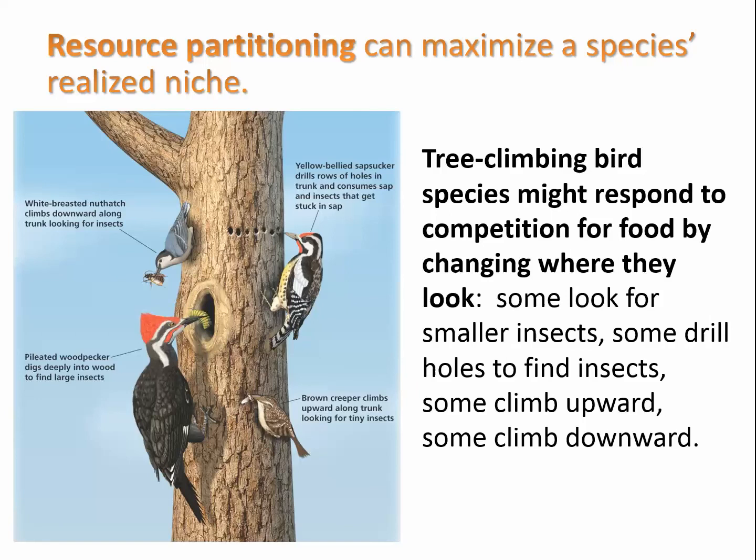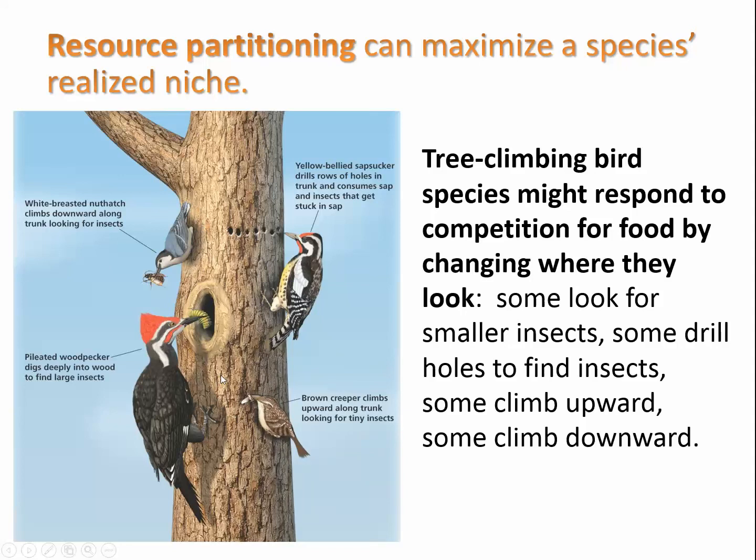So resource partitioning can maximize a species' realized niche. And let's take a look at some examples of this here. We see a tree. So they're sharing the same habitat, but they're each kind of finding their niche within that habitat. So tree climbing bird species might respond to competition for food by changing where they look. These are all tree climbing birds. Some look for smaller insects.